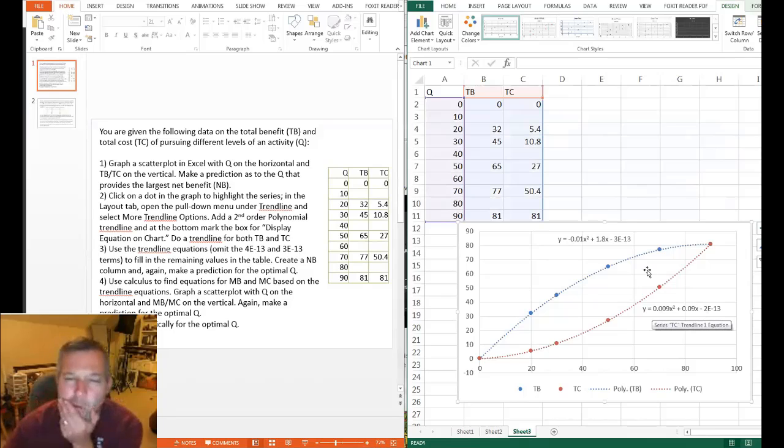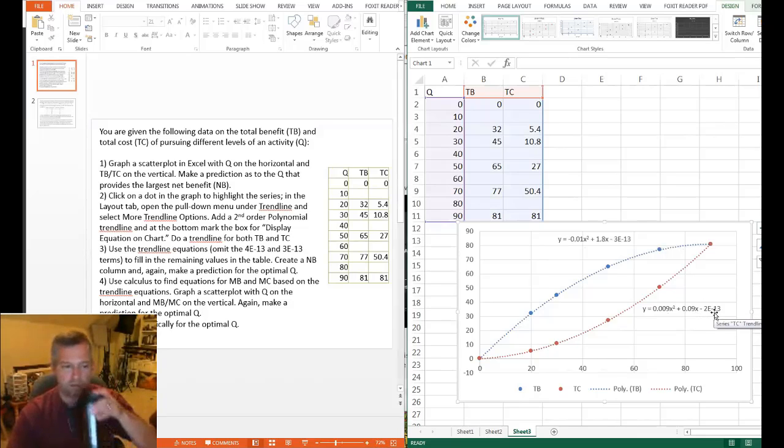And again, the way that I would look at this is my total benefit equation. I could say instead of using y's and x's, total benefit equals blah, blah, blah times q squared plus 1.8 q, and this number is basically 0. And down here, total cost equals 0.009 q squared plus 0.09 q. And again, this number is very small also, so I could basically call that 0 as well.